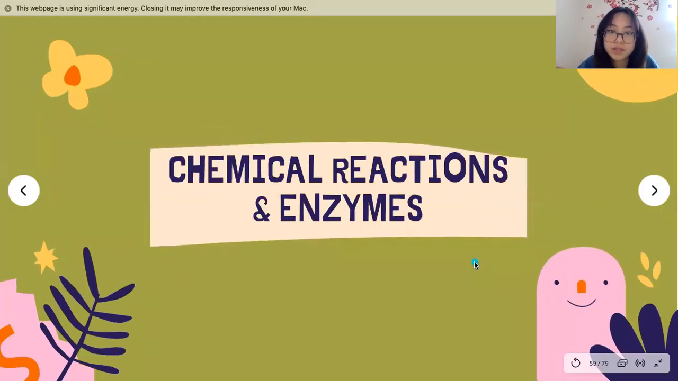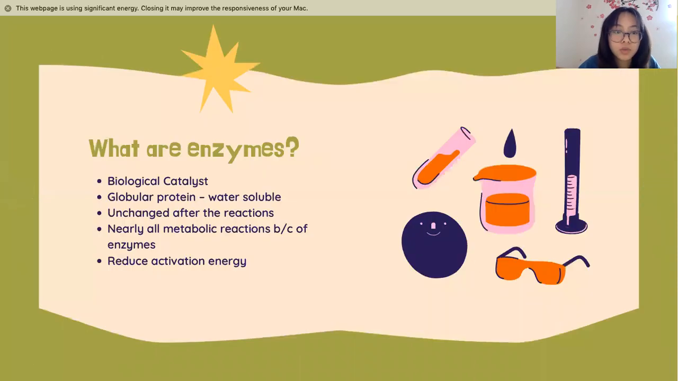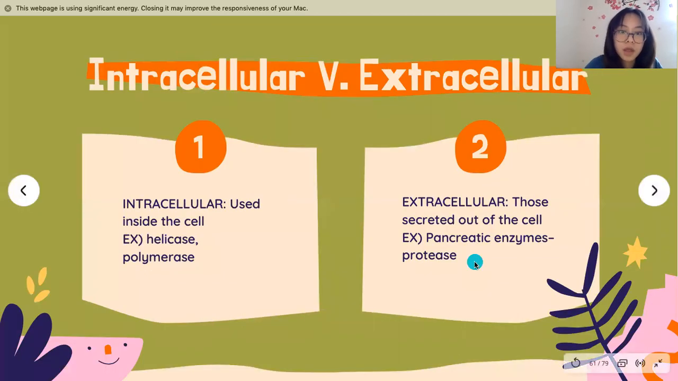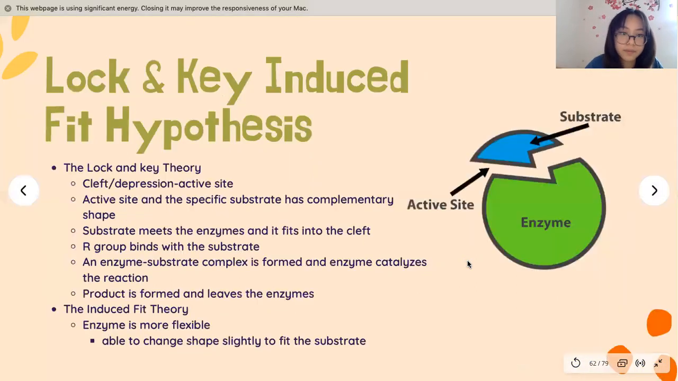Next up are chemical reactions and enzymes. So what are enzymes? Enzymes are biological catalysts. They're globular proteins, which means that they're water soluble. They're unchanged after the reactions. Nearly all metabolic reactions happen because of enzymes, and they help to reduce activation energy. There are intracellular enzymes, which work inside the cell, and extracellular enzymes, which are secreted out of the cell.